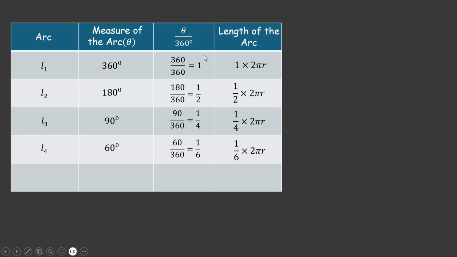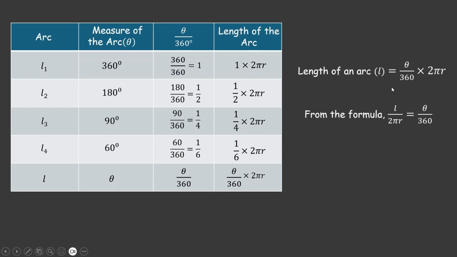So, looking at this pattern, we can say that the length of an arc where it covers an angle of theta is equal to theta by 360 into 2 pi r. So the length of any arc of the circle is equal to theta by 360 into 2 pi r, where theta is the central angle it subtends at the center of the circle.